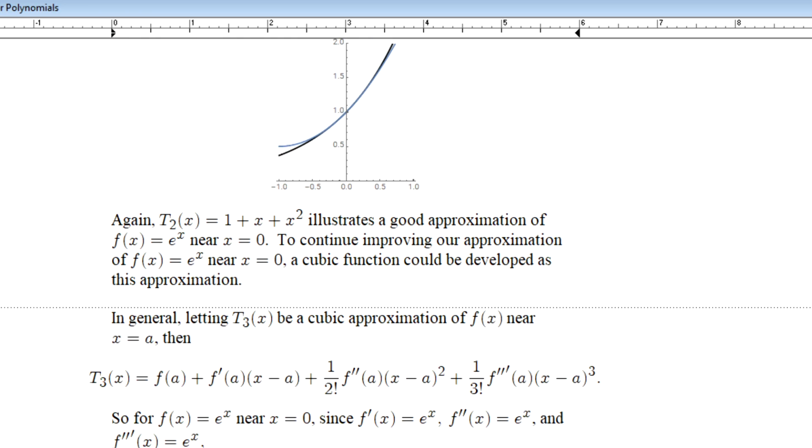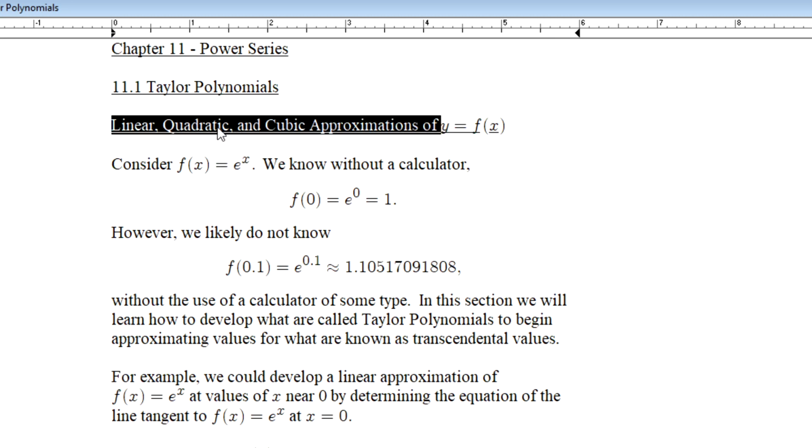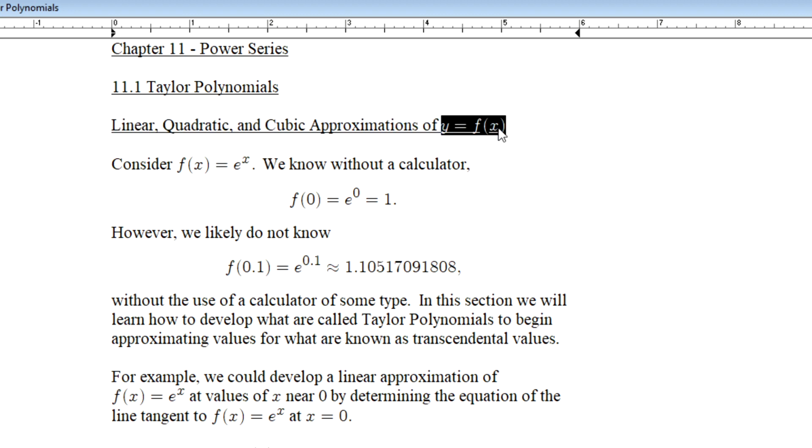This section is really just an introduction to these ideas. The introduction to Taylors being these polynomial approximations of some transcendental function and its values, and then leading us into the study of power series.